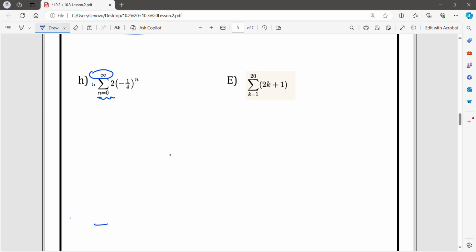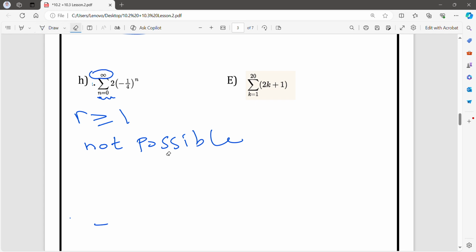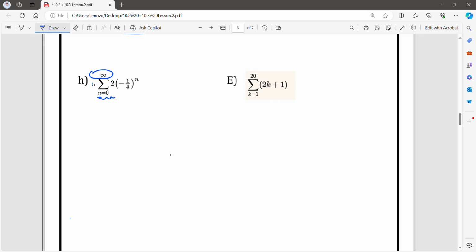It depends on r. If for example your r value is greater than or equal to 1, then you say the sum is not possible. That will be the answer. If the r value is greater than or equal to 1, you say not possible. If they say evaluate, you say not possible. If they say sum, you say not possible if the r value is bigger than 1. So whenever you have an infinite geometric sequence, you have to check the r value first before using the formula.